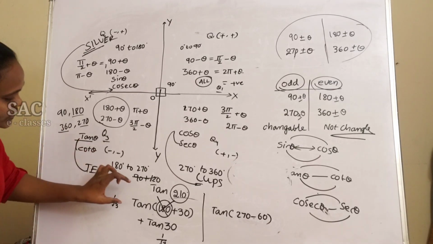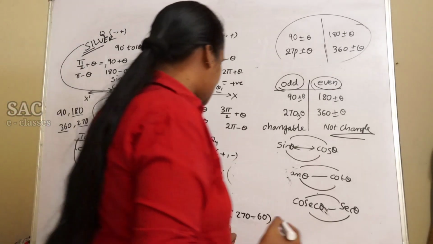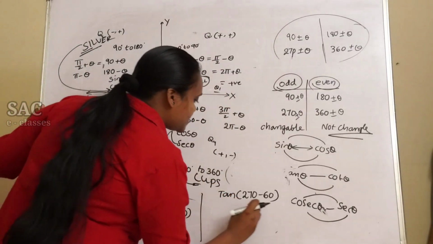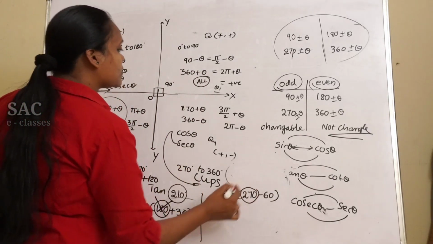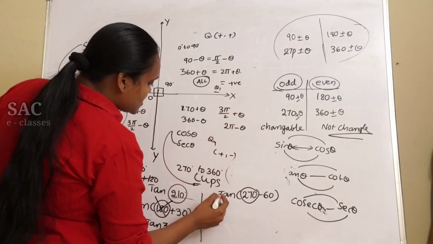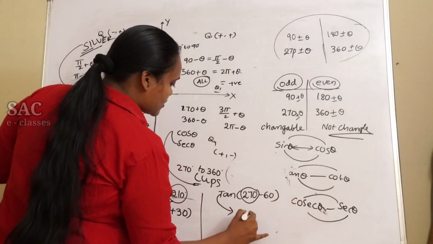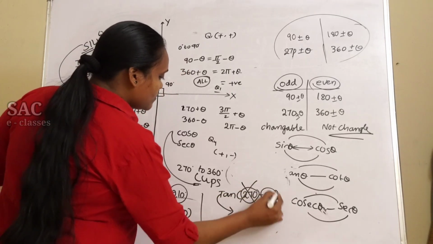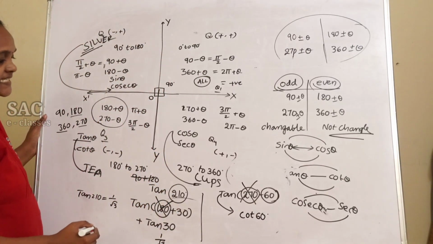Then can we use this 270 minus 60 also? Will we get the same answer or not? Let us see. Now tan of 270 minus 60 degrees. Now 270 is what? It is an odd function. Odd function is changeable. How is it changed? Tan changes to cot. Suppress the structural value. The acute angle left is 60.